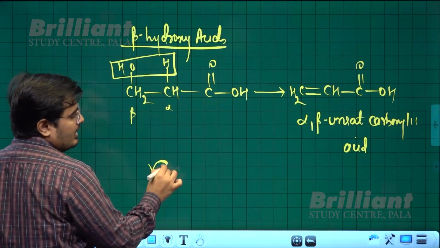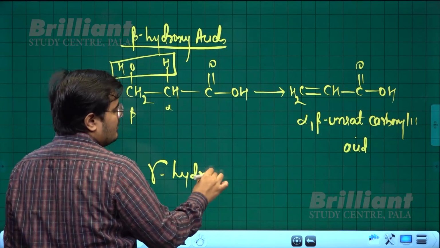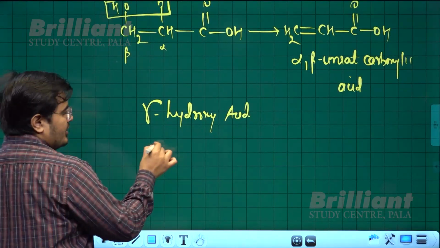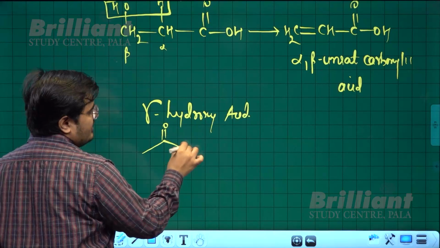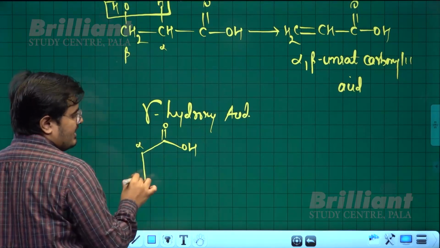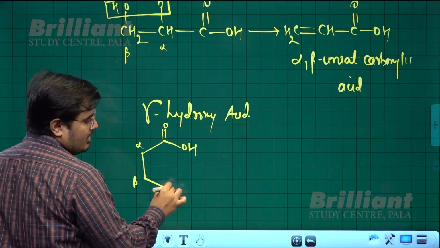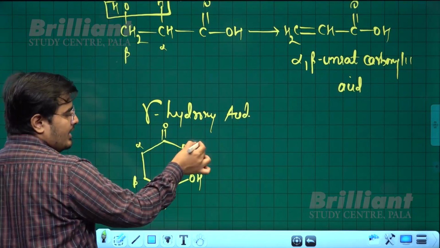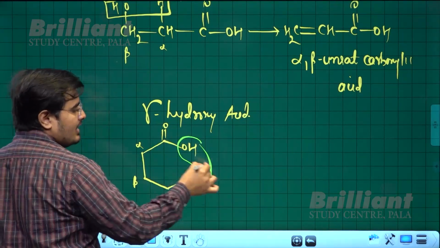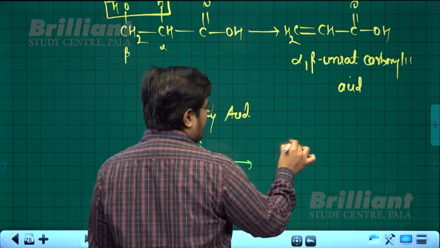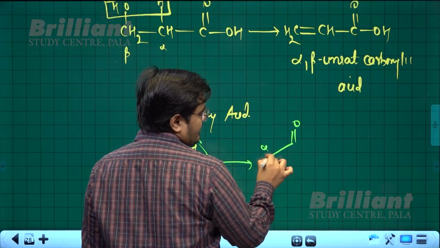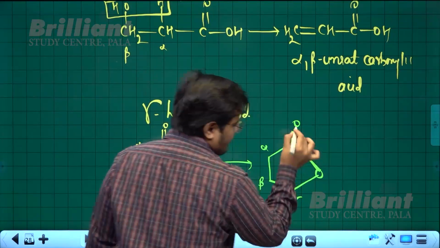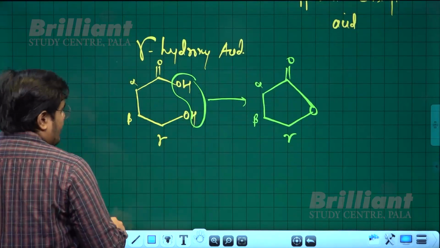If we are having gamma hydroxy acid, then they will actually result in the formation of cyclic esters which are known as lactones. So this is alpha, this will be beta, this will be the gamma carbon and OH. So if I am heating a gamma hydroxy acid, then it is again going to remove OH and H, and you will get a cyclic ester. This is alpha, this will be beta, this is gamma, and the gamma carbon has an O which will now be attached to the carboxylic group.